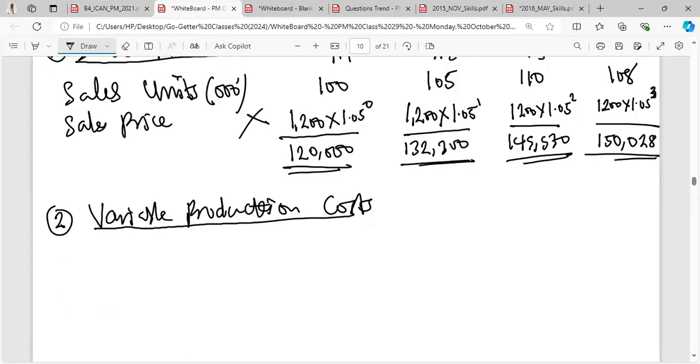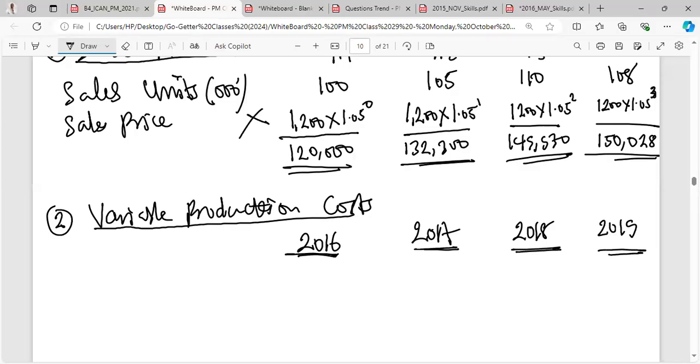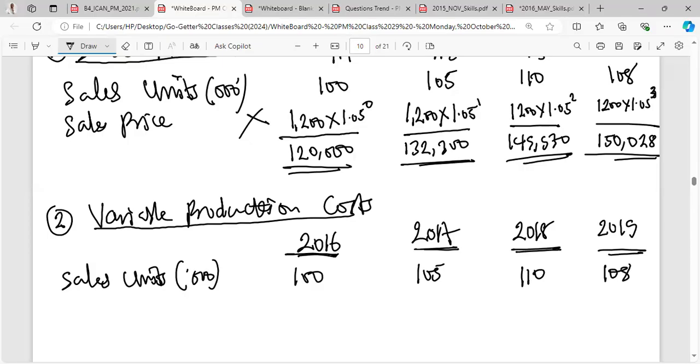So this is 2016, 2017, 2018, and 2019. These are the years. Now we'll look at the units, sales units. Again, this is 100, this is 105, this is 110, and this is 108.